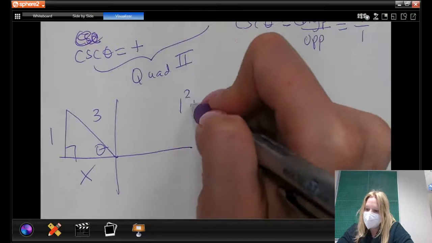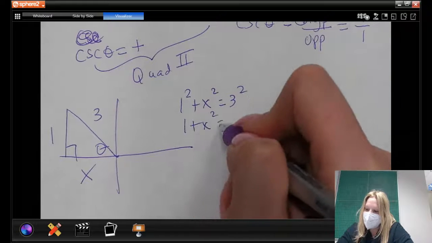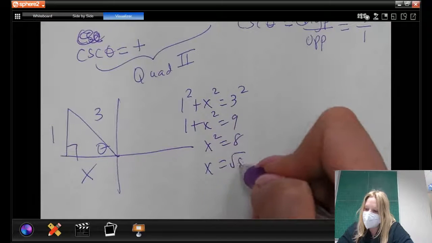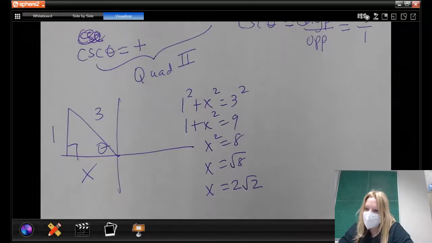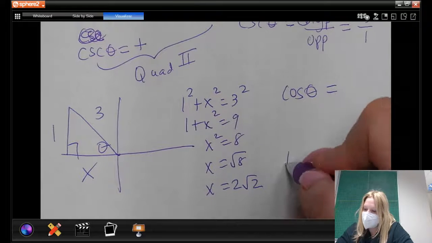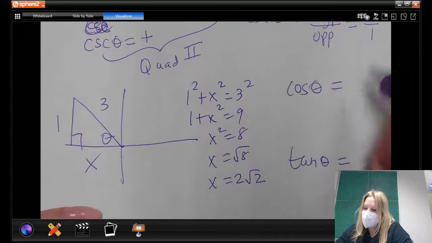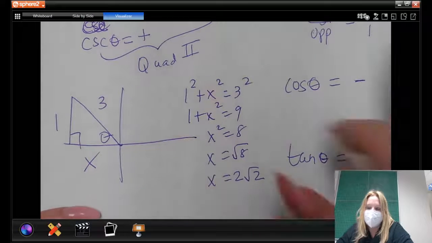So 1 squared plus x squared equals 3 squared. X squared is 8. X is the square root of 8, which is 2 radical 2. I got to find cos theta. I got to find tan theta. Second quadrant, cos is negative. Second quadrant, tan is negative.